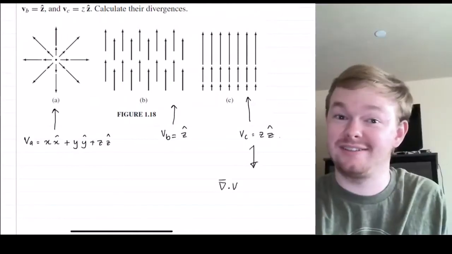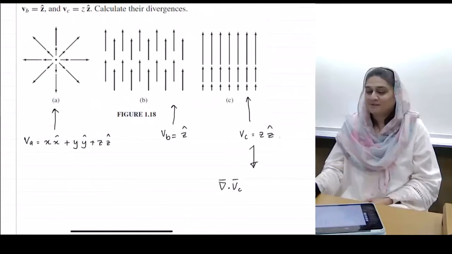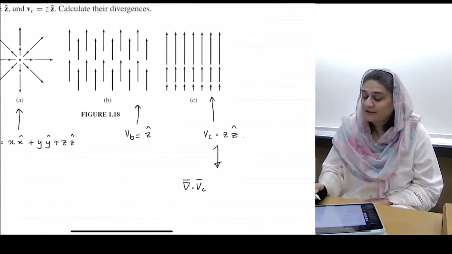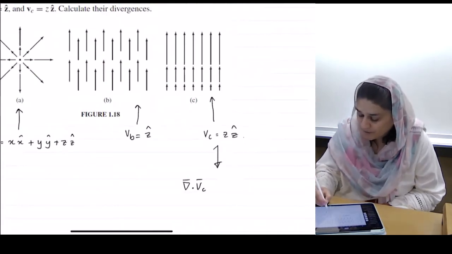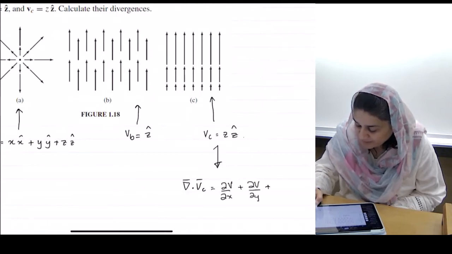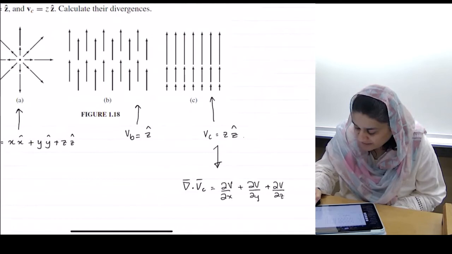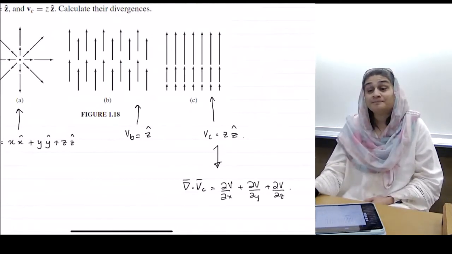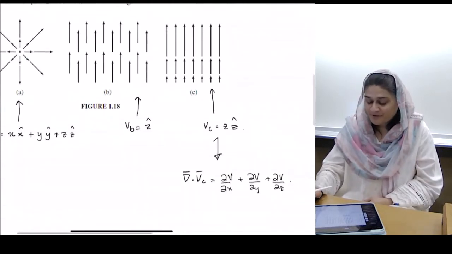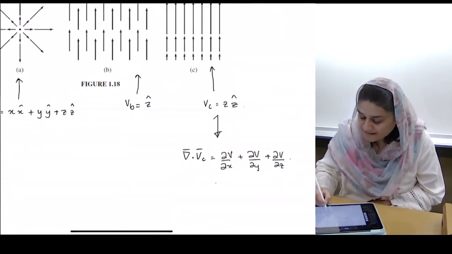What does a divergence look like? What's the formula for divergence? The dot product. It's the dot product of the del operator with whatever vector is given. So that means it's going to be partial over partial x of v plus partial v over partial y plus partial v over partial z. Will it have ijk's? No, because it's a dot product. Very good. So what's the v that's given?